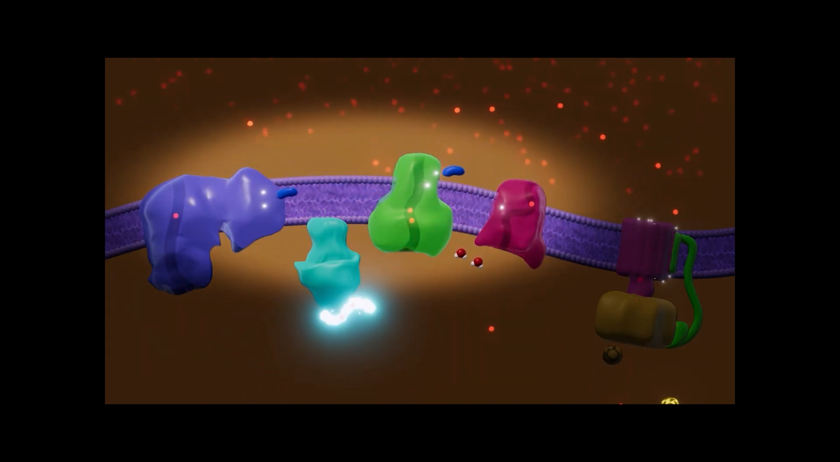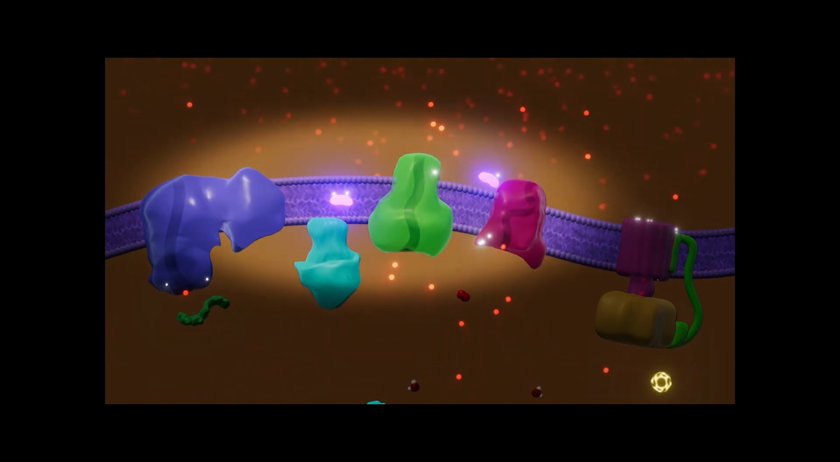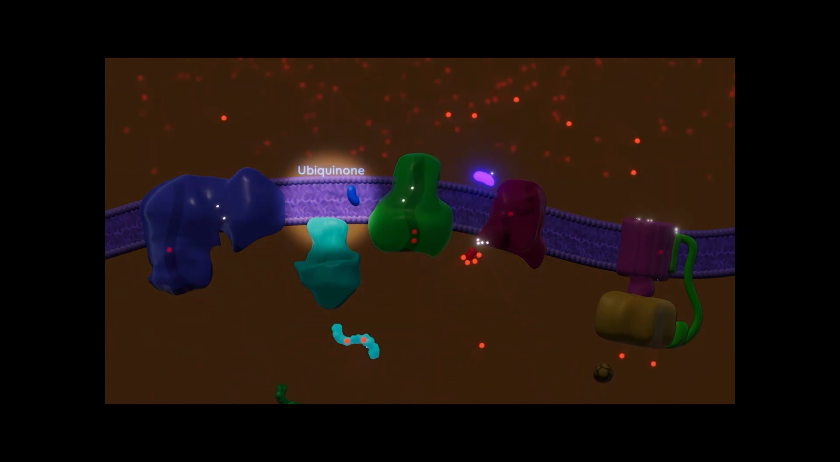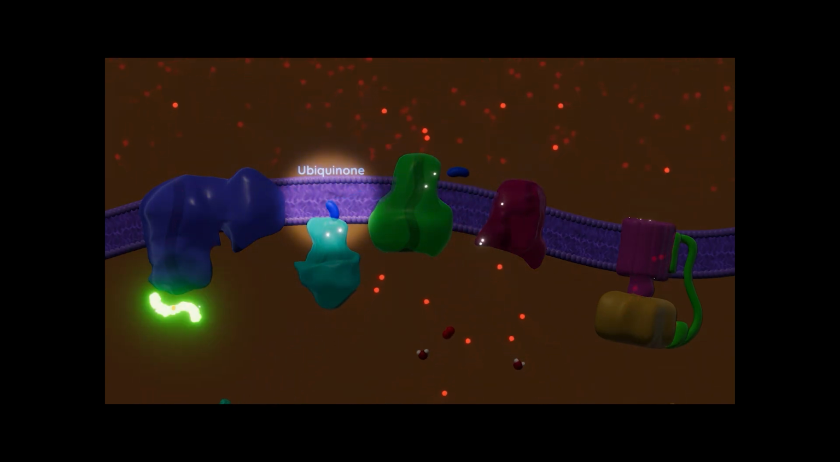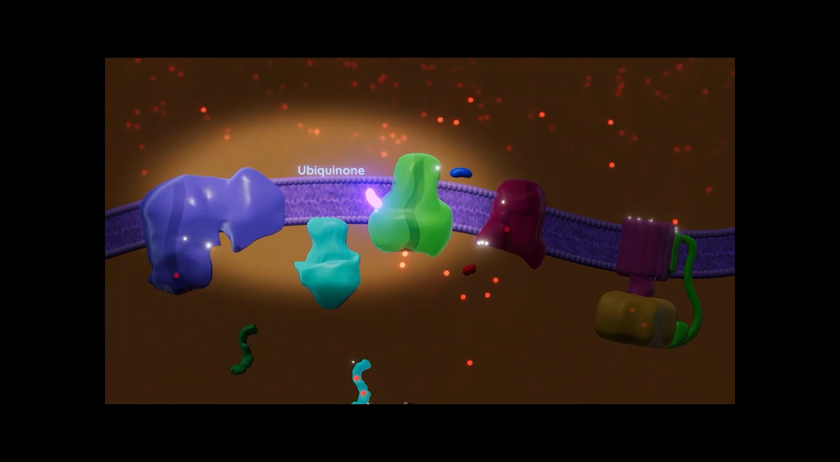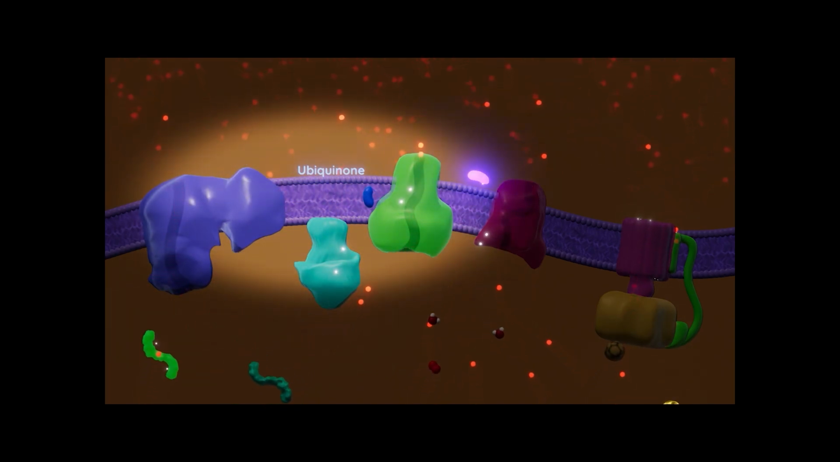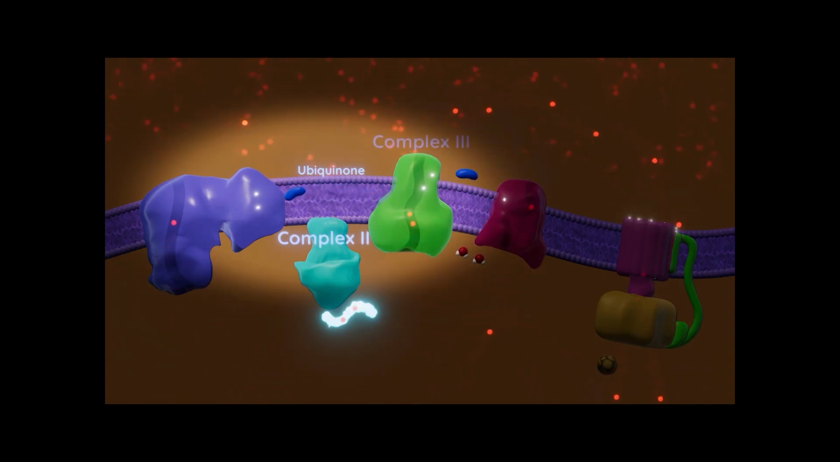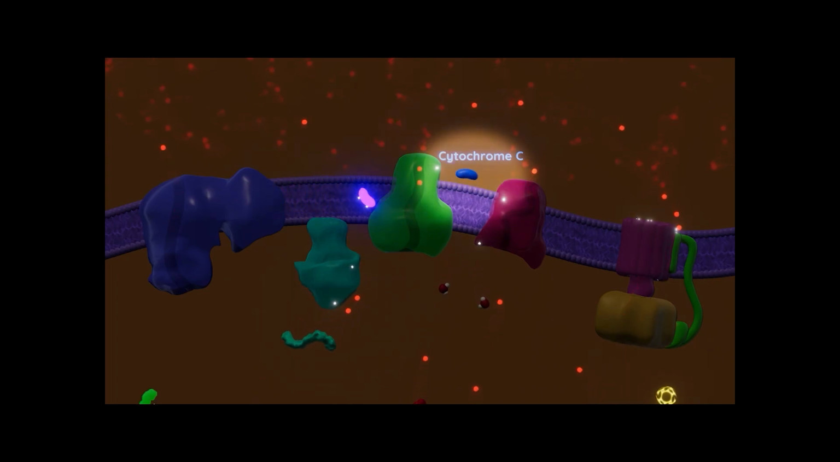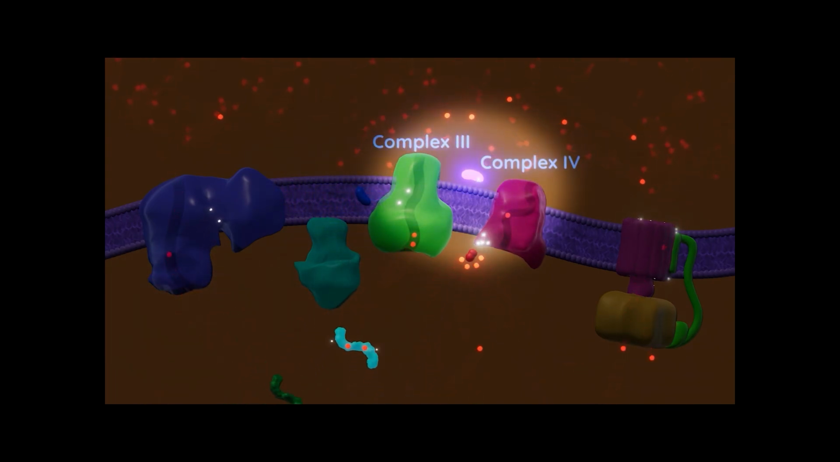Within the intermembrane space, shuttle molecules move electrons from complex to complex. Ubiquinone is responsible for moving electrons donated by NADH from complex 1 to complex 3, and then also carries electrons donated by FADH2 from complex 2 to complex 3. Finally, cytochrome C moves the electrons from complex 3 to complex 4.